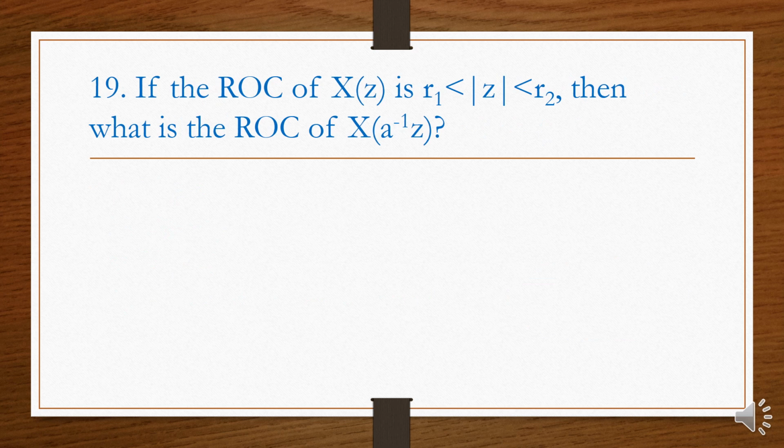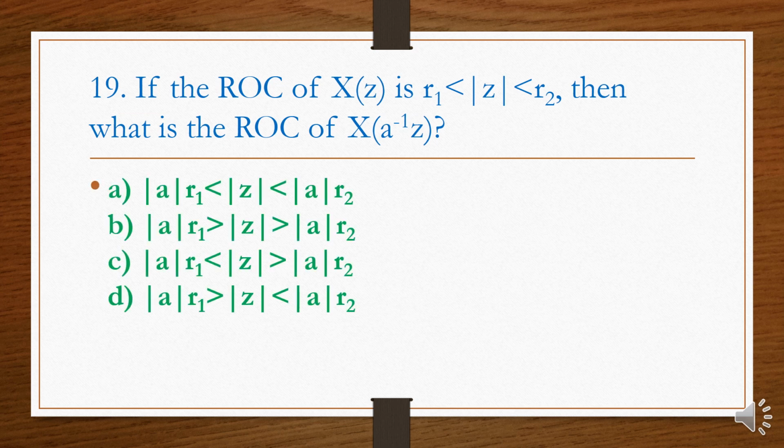Next question. If the ROC of X of z is R1 less than modulus of z less than R2, then ROC of X of a inverse z is, four options are given. The answer is option A. Modulus of a R1 less than modulus of z less than modulus of a R2.